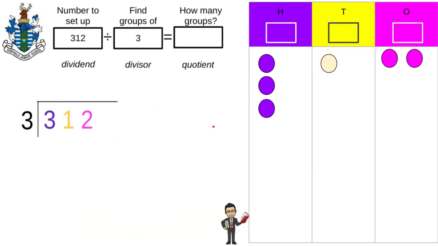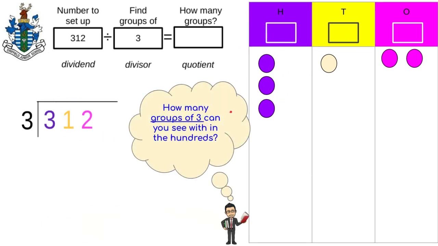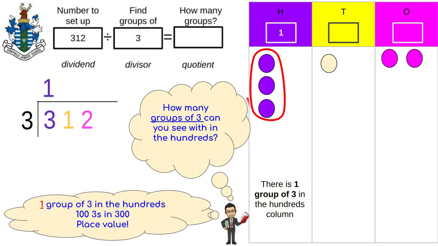So our first step now, we've represented our number, we need to start dividing. So we're looking for how many groups of 3 can we see in the hundreds column. With the Year 4 method, it's easy. We've got one group of 3. So we've got one group of 3 in the hundreds column.